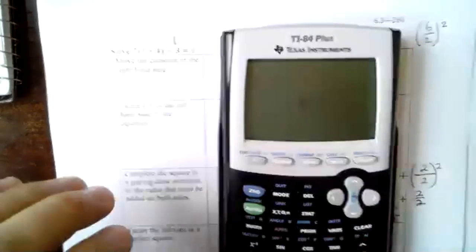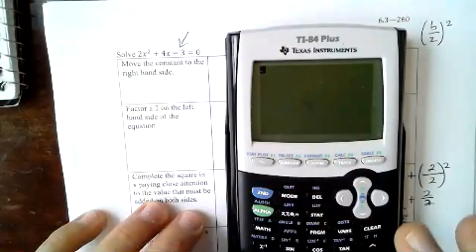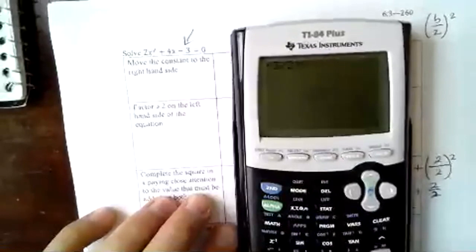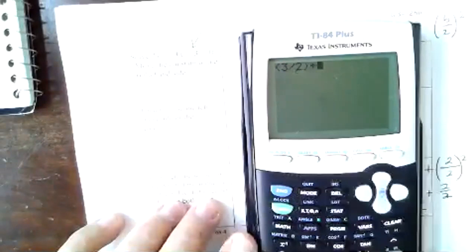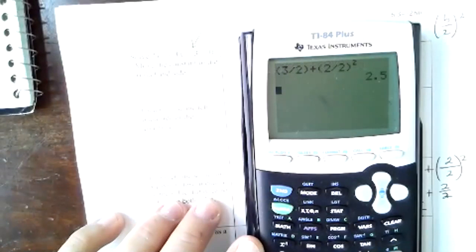All right, so let's go back to our calculator, second mode clear. So it had 3 over 2 like that. Let's see if I can pull this up to where you can see this. Okay, so we had 3 over 2, and then we added 2 over 2 squared, right? So we get 2.5, right?